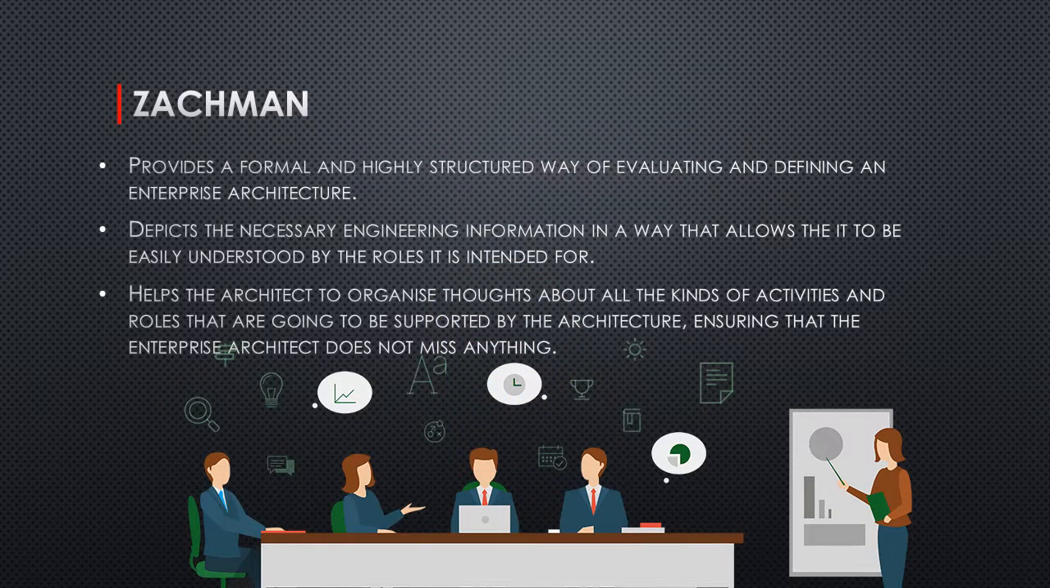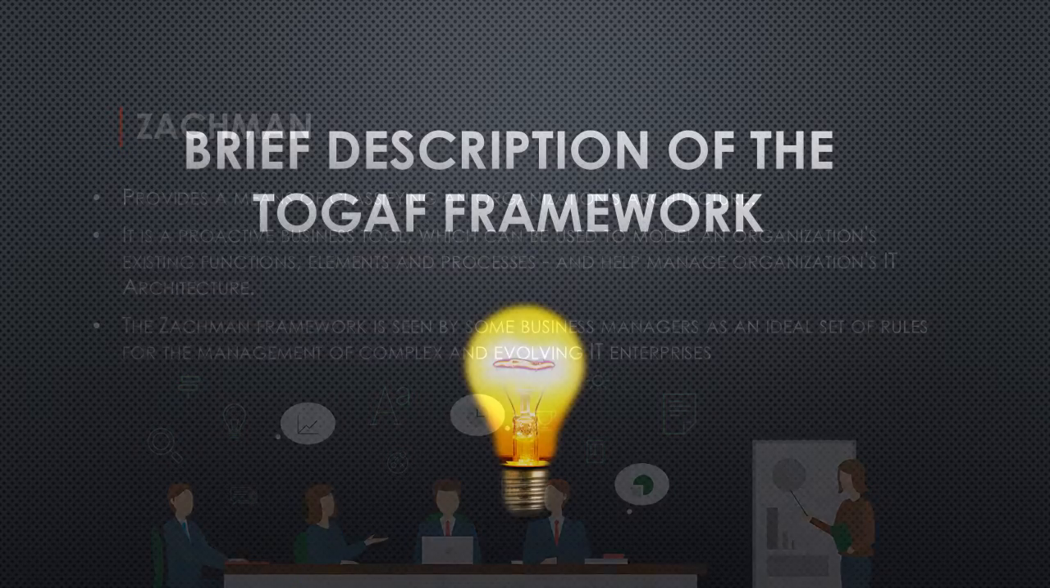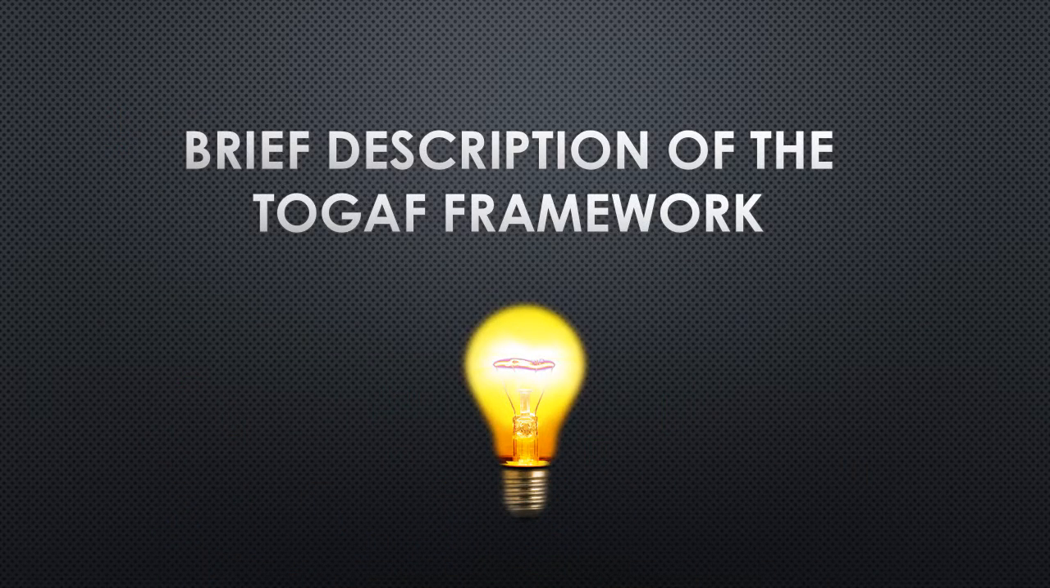You may be wondering how the Zachman framework works. It provides a formal and highly structured way of evaluating and defining an enterprise architecture. Not only does the design depict the necessary engineering information, but it also depicts it in such a fashion that allows the information to be easily understood by the roles it is intended for. It is a proactive tool which can be used to model an organization's existing functions, elements, and processes, and helps manage organizations' IT architecture. Now moving on to the TOGAF framework.